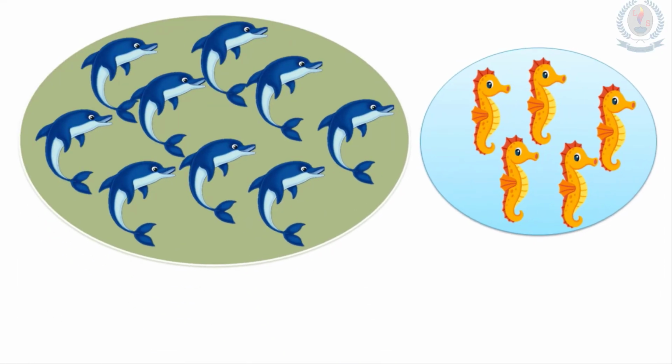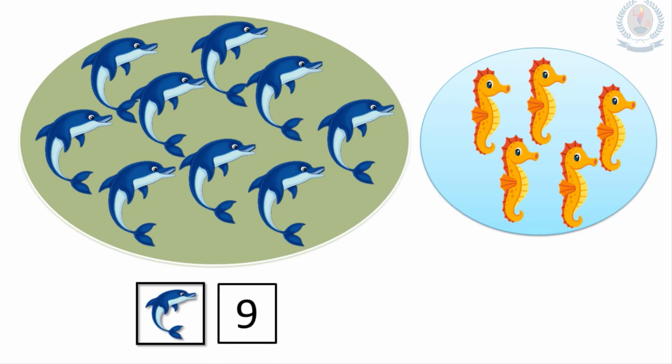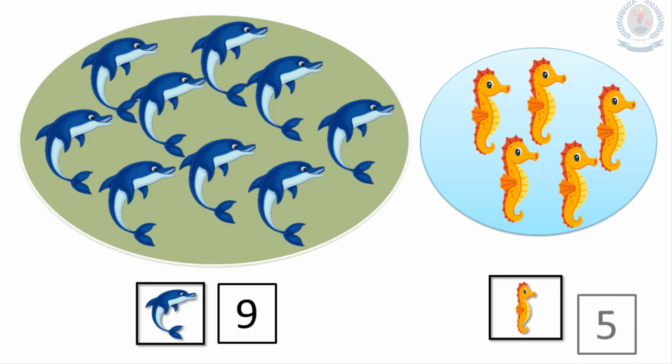We are going to count dolphins and seahorses. Do you like to count? There are lots of dolphins. Can you guess how many? Let's count and see how many dolphins. 1, 2, 3, 4, 5, 6, 7, 8, 9. There are 9 dolphins. Shall we count how many seahorses? 1, 2, 3, 4, 5. There are 5 seahorses.